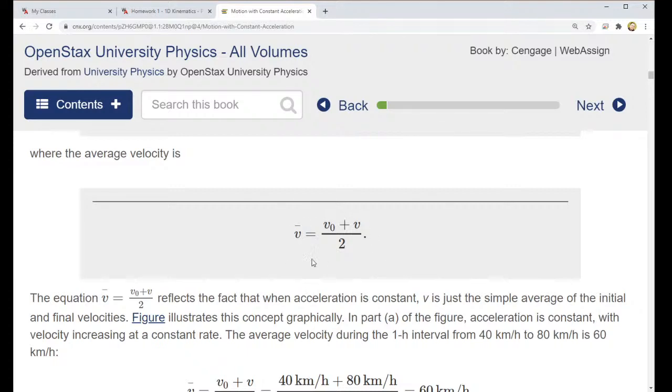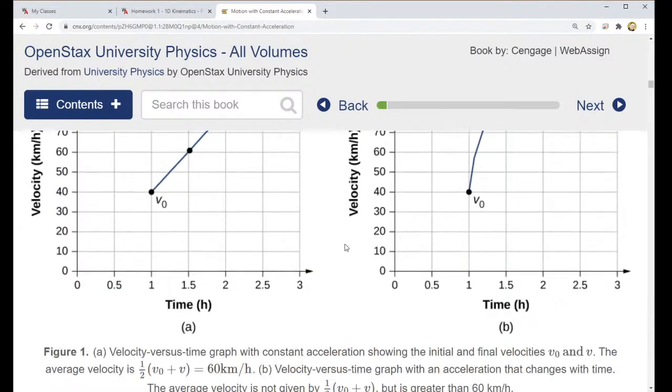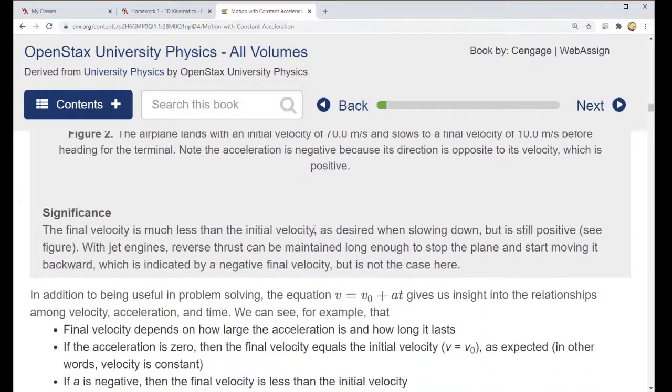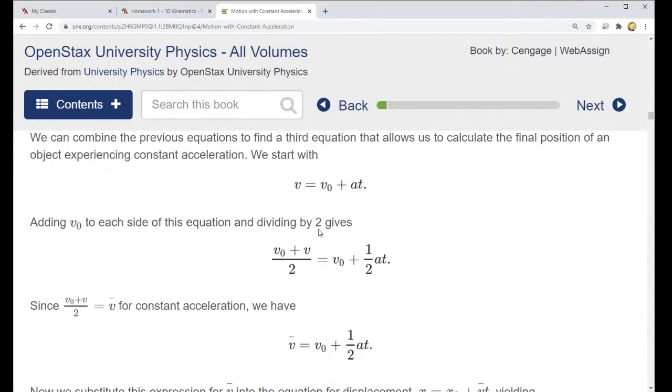Here's another way of writing average velocity, and then they define acceleration and say you could write it like this: how fast you're going is how fast you were going plus your rate of acceleration times time. And there are examples in here, so it's a good read.